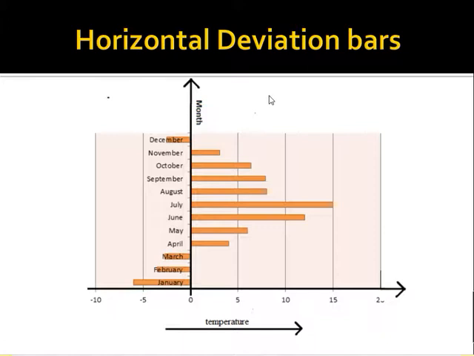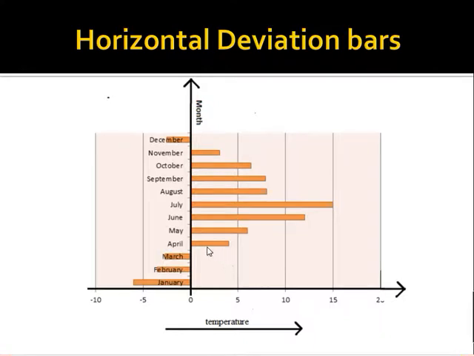Then there can be horizontal deviation bars also, where here the same representation of temperature can be seen. In January, you can see there is a decrease from the average temperature. In February also you can see a decline, in March the same, but in April you can see an increase in temperature, May again an increase, and the various values are given here. So, these represent the positive values and the left hand side represents the negative values. So, they represent decrease and these represent increase. So, you can use deviation bars either vertically or horizontally.